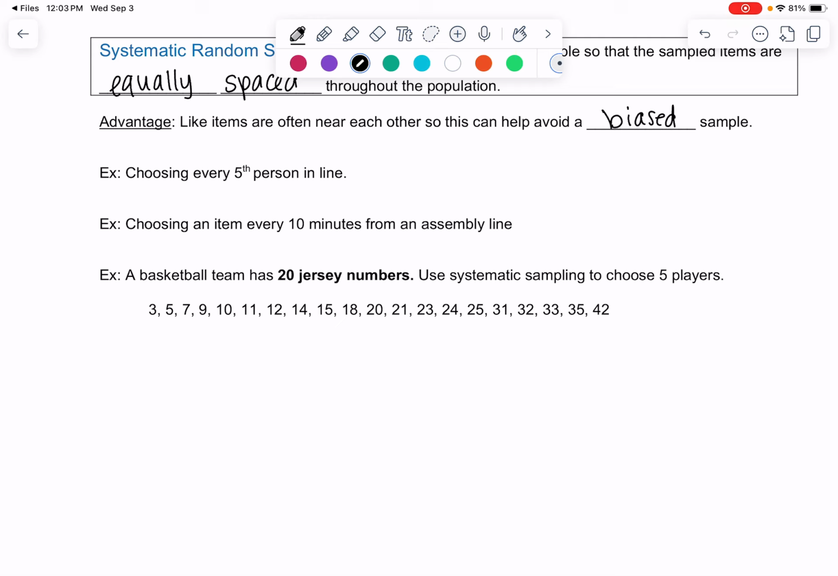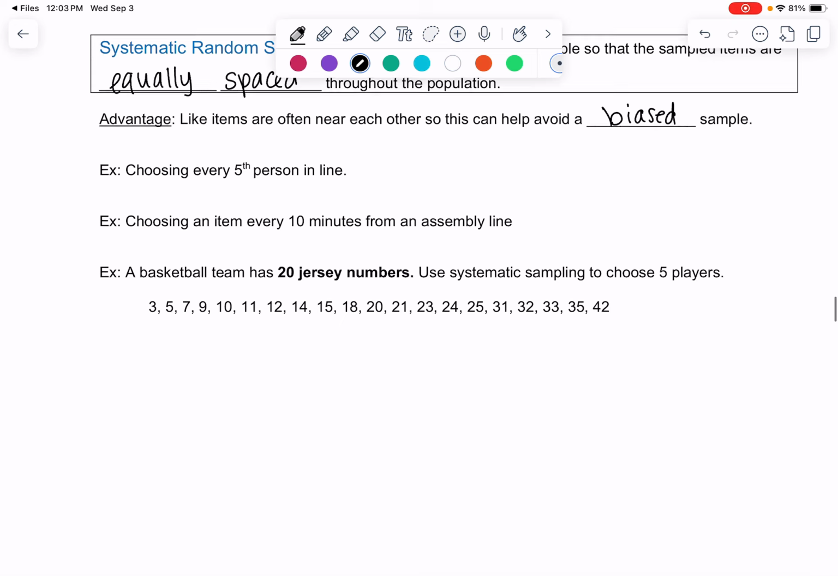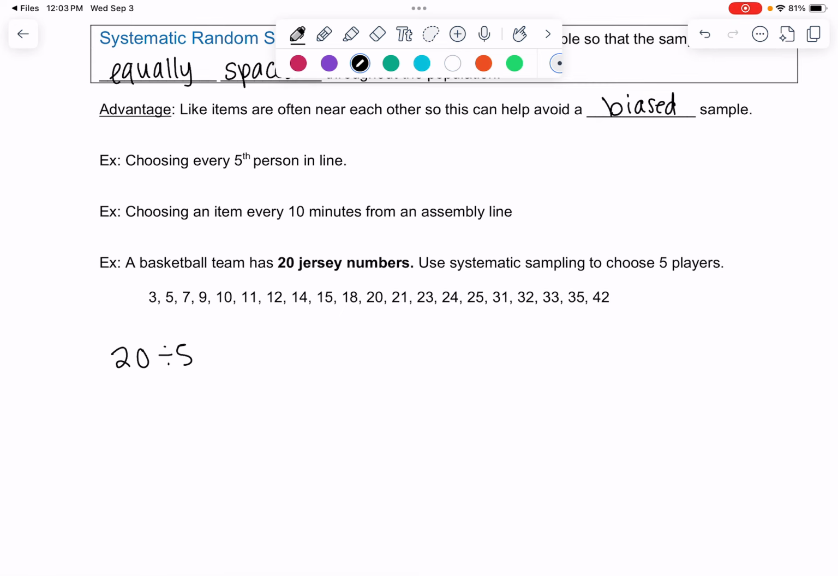Instead of randomly choosing 5 players, I'm going to use systematic random. So I need to pick 5 people. Since I have 20 in my data set and I need 5, I divide and get 4. So I'm going to lean towards choosing every 4th player. And then to add an element of random, I'm going to randomly choose the first number.